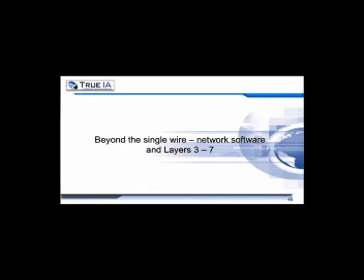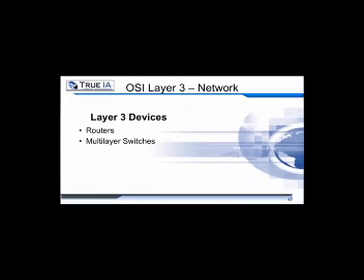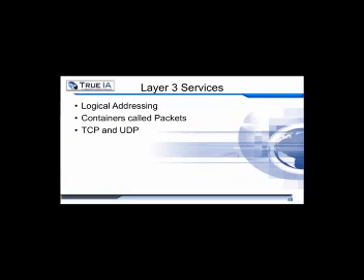Next, let's continue watching our data flow across the network. We're now at layer 3. This is the network layer. This is where routers and multi-layer switches live. This is the layer that handles logical addressing. Containers, called packets, are what reside in this layer.